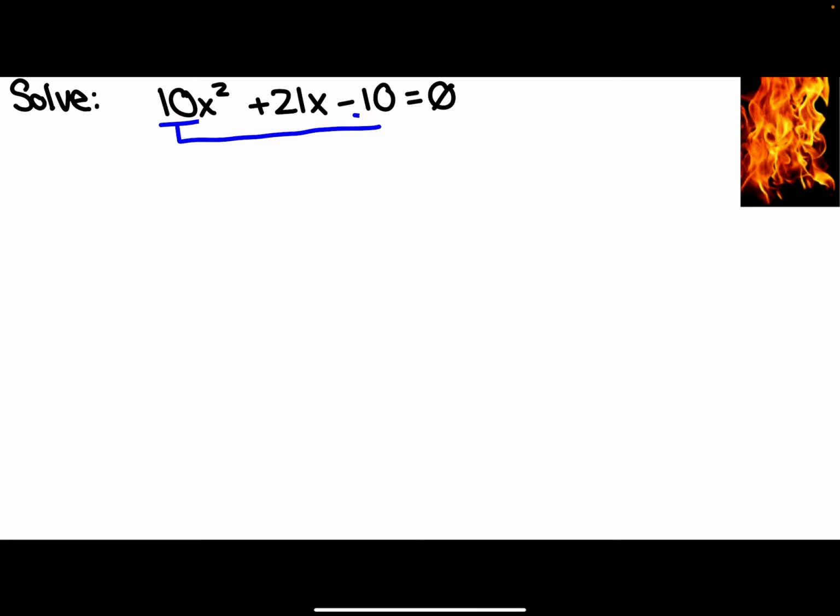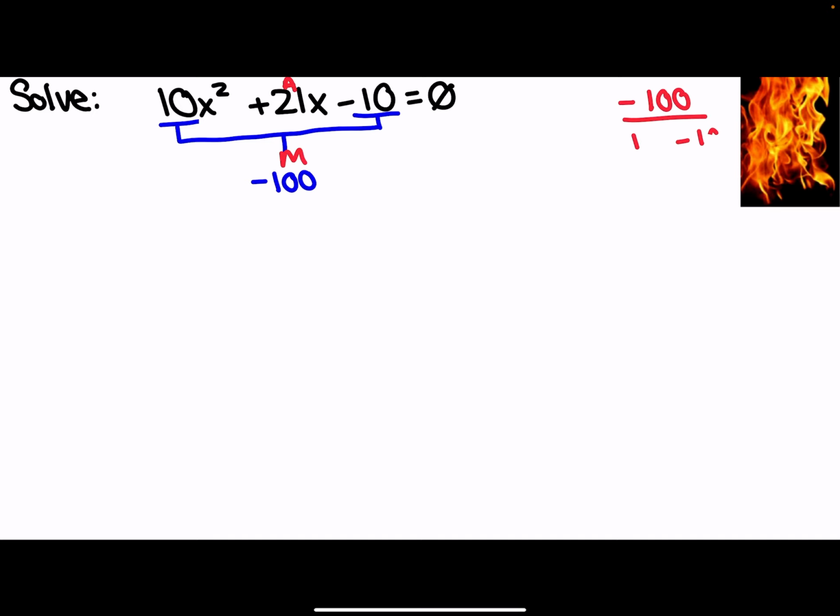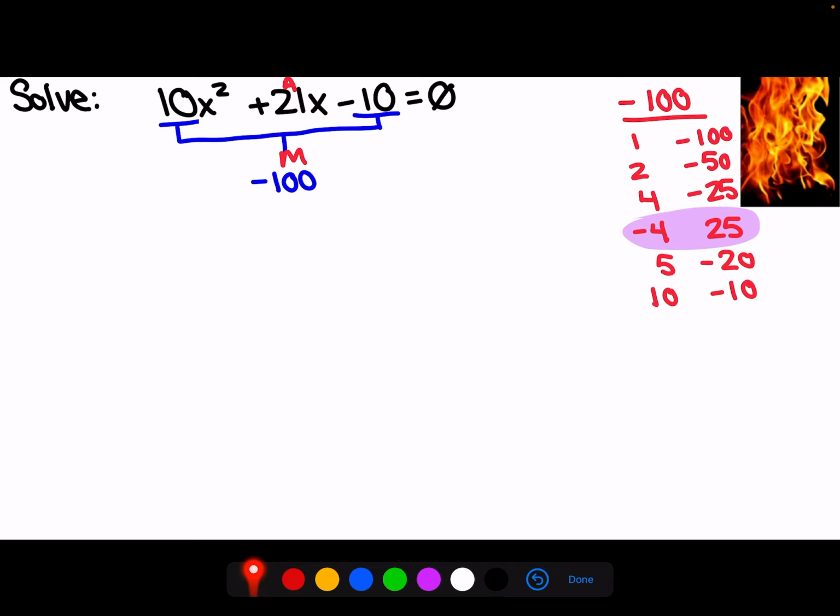So 10 times negative 10 will give us negative 100. At this point, we look for numbers that add to be 21, our middle term, and multiply to be negative 100. So we list out all the factors of negative 100. We have all of our factors over here, and the only ones that add to be positive 21 are negative 4 and 25. Well, 4 and negative 25 will get us negative 21, but again, we're looking for positive 21. So we have negative 4 and positive 25.